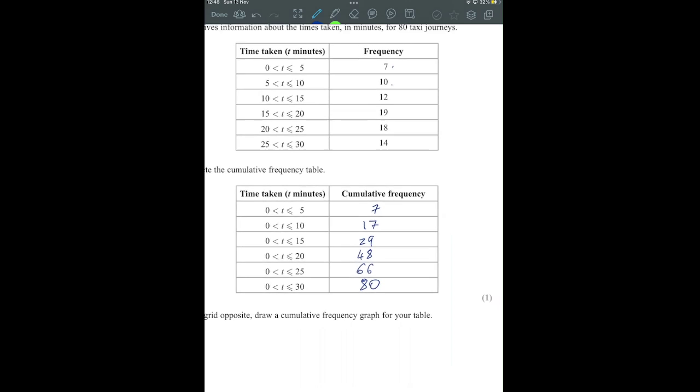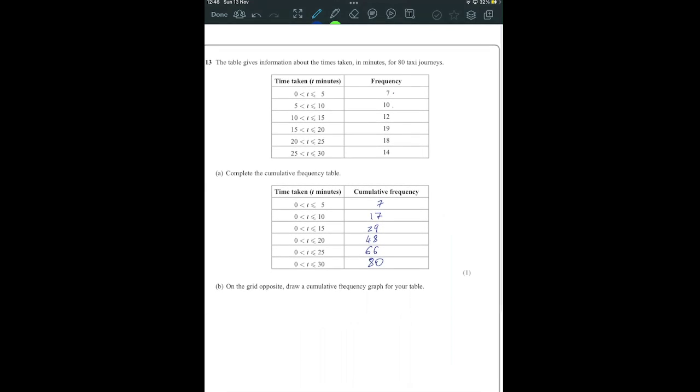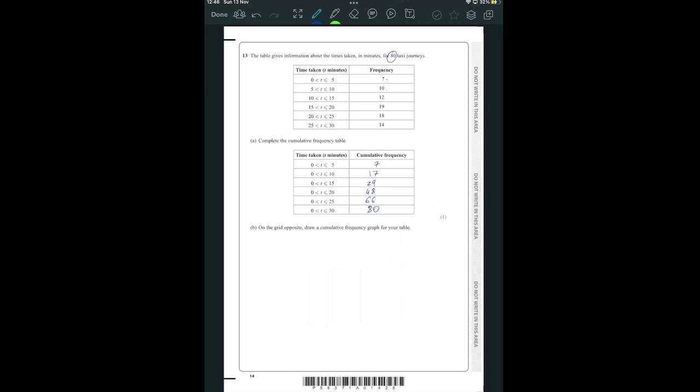One thing that they often like to do in the questions is they tell you the total. The total here is 80, and I did get 80 as my final cumulative frequency. So it's highly unlikely that I've made a mistake here. Now we need to try and plot them. This is going to be a bit jarring, swapping backwards and forwards between 2 slides, but I'm sure you'll manage.